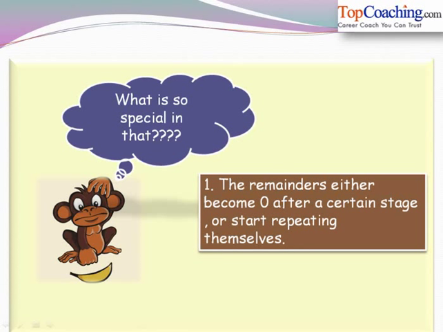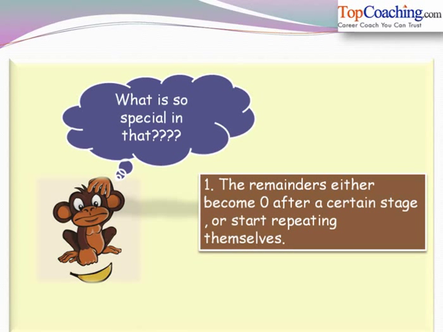When we talk of rational numbers, either the remainders would become 0 after a certain stage, and this is a stage where we stop the division, or they start repeating themselves. In the case of 10 by 3, the remainder was always 1, so it was continuously repeating. In the case of 5 by 8, the remainder was 0 because we got a terminating decimal. And in the case of 1 by 7, also we saw that the remainders kept on repeating themselves after a certain interval.